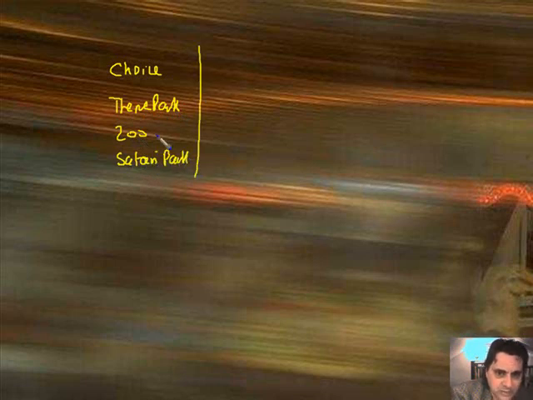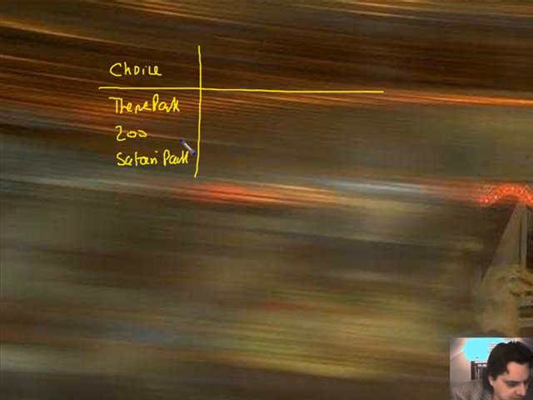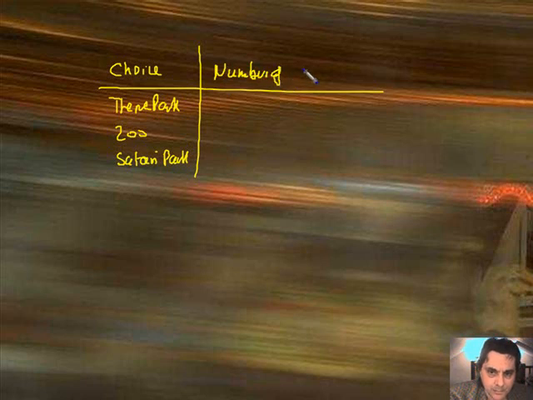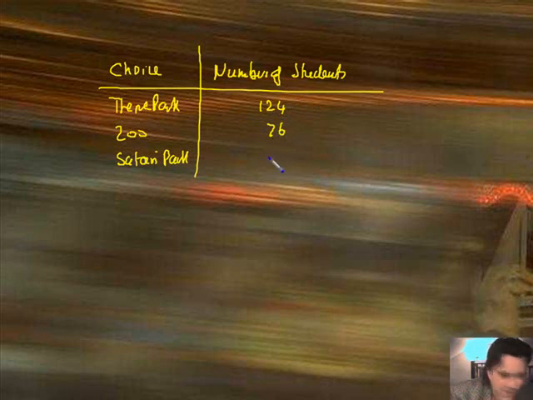Right, let me read you the story now. It goes a bit like that. It says, students at school can visit a theme park, a zoo or a safari park. The table shows how many have chosen each place. So this is number of students. And we've got 124 chose to go to the theme park, 76 wanted to go to the zoo, and 98 wanted to go on safari. The school's policy is to have a maximum child to adult ratio of 8:1.